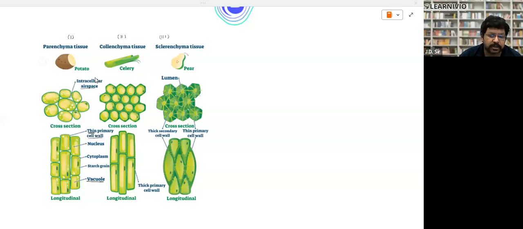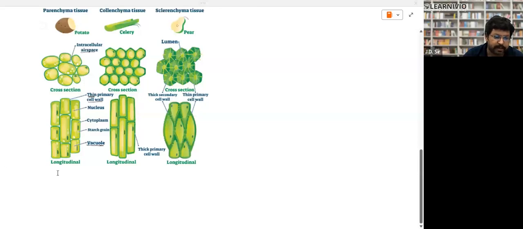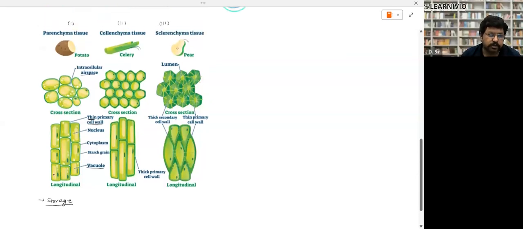So basically, what is the main function of primary permanent tissue or parenchymatous tissue? Their main function is storage, right? They are meant for the storage of food. They store something, right? If you ask about the collenchyma tissue, they are found in some plants.